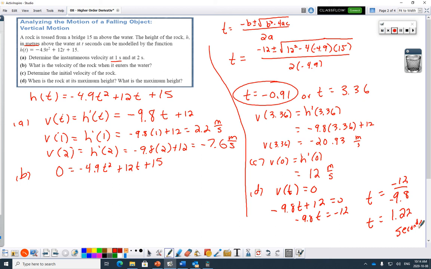Will, question. What is the maximum height? So, t is 1.22 seconds. Now to finish that off, I need h at 1.22 seconds, which I just sub back into my height equation. Negative 4.9 bracket 1.22 squared plus 12 times 1.22 plus 15. Someone else type it in to make sure we get the match up. I get 22.35.